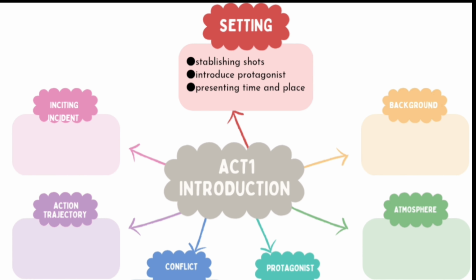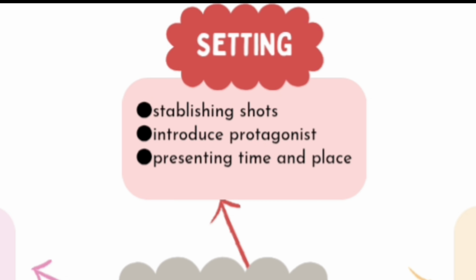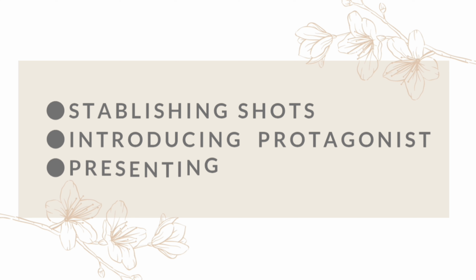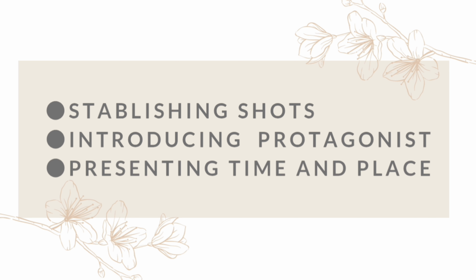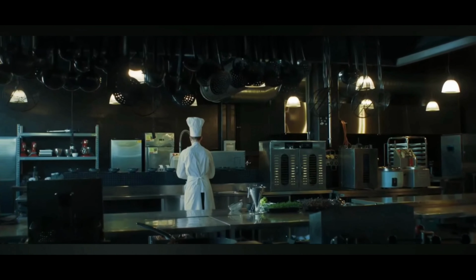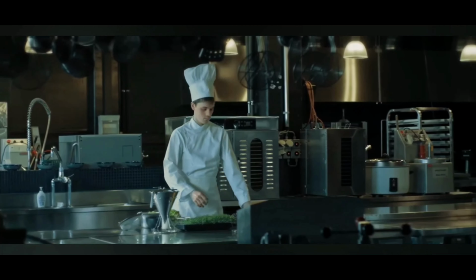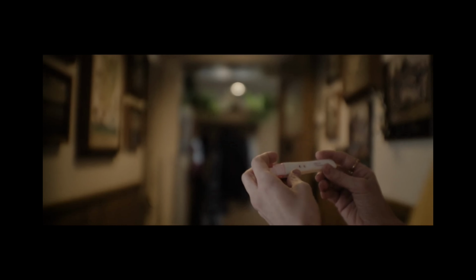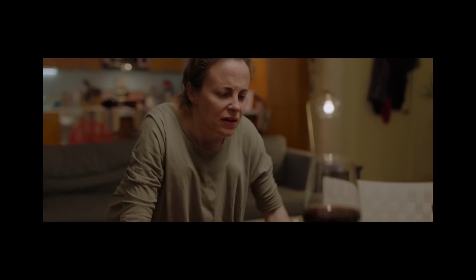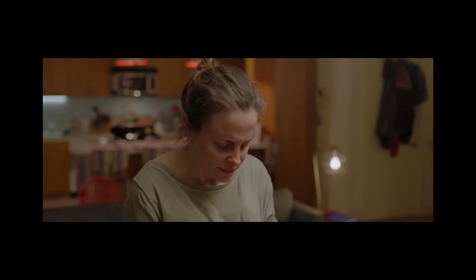The setting is part of the introduction in the first act. It involves establishing the shots, introducing the protagonist, and presenting the time and place. The protagonist should be introduced immediately, and the story's time period and location must be quickly established. Since short films have limited time, it's crucial to set up the time, place, and characters as efficiently as possible.